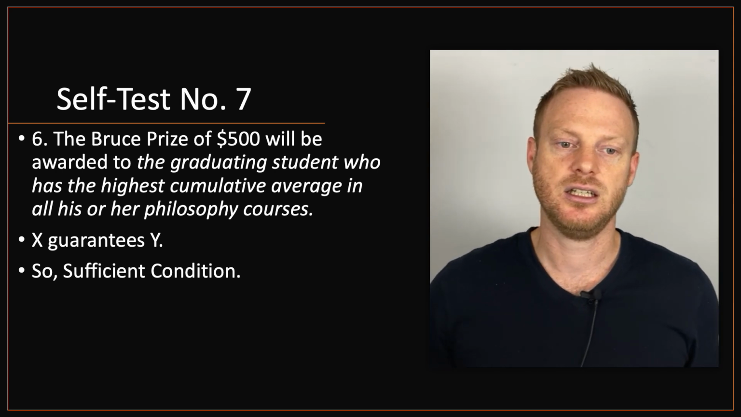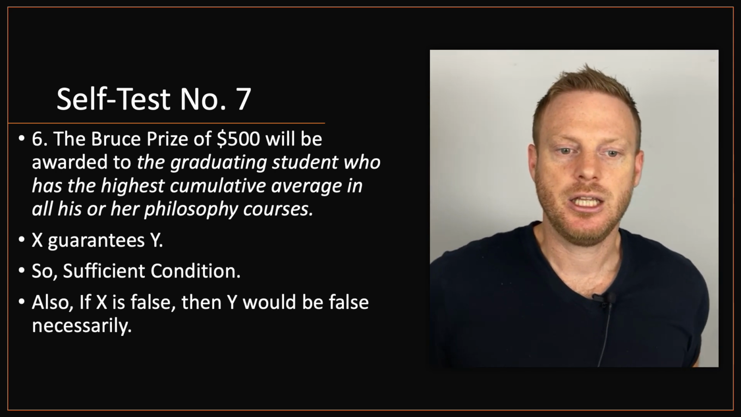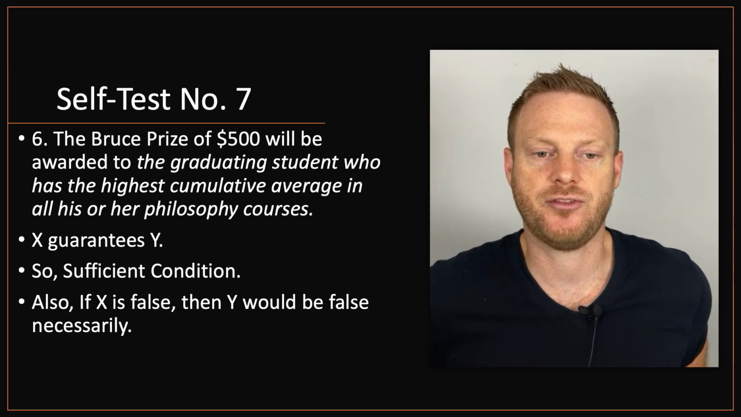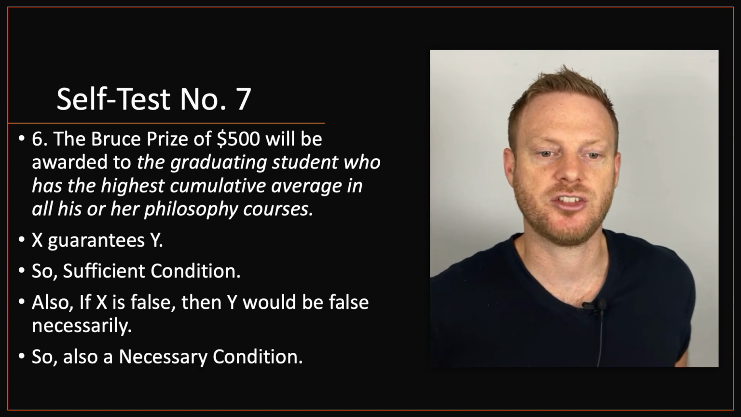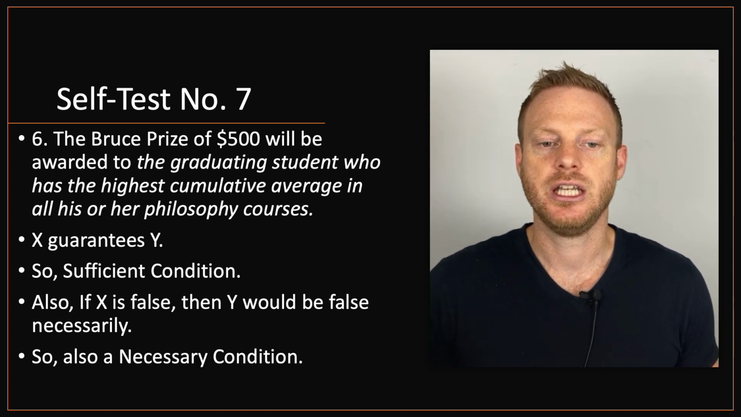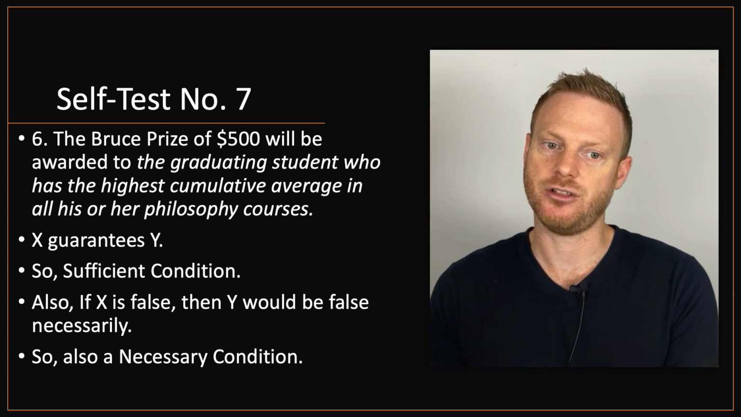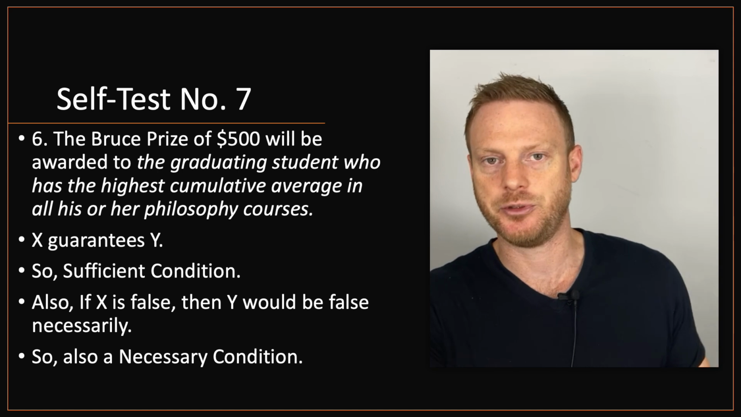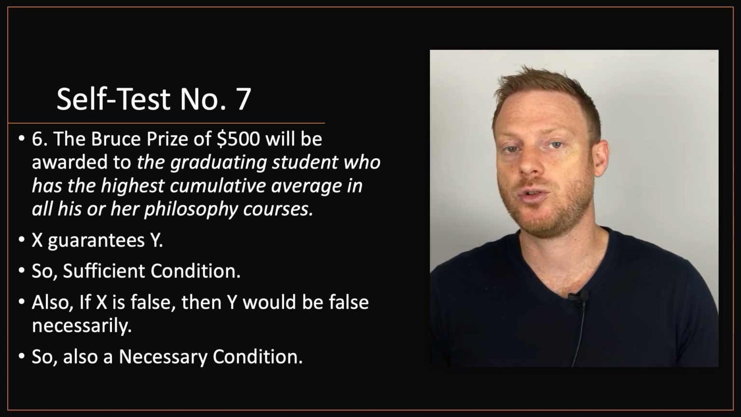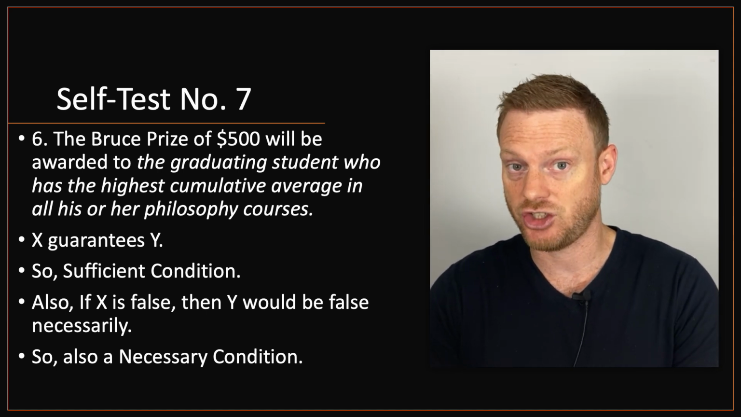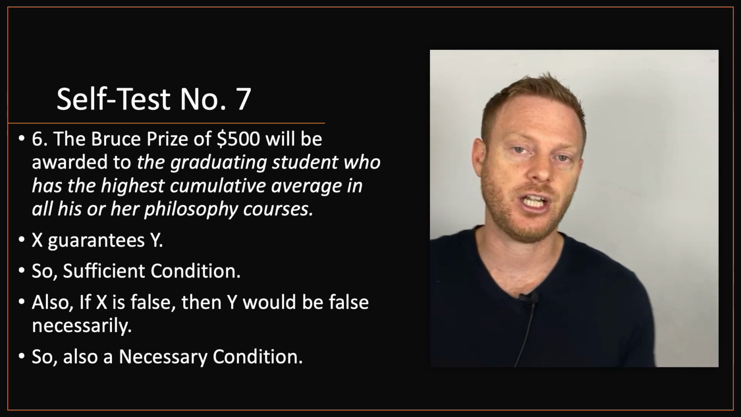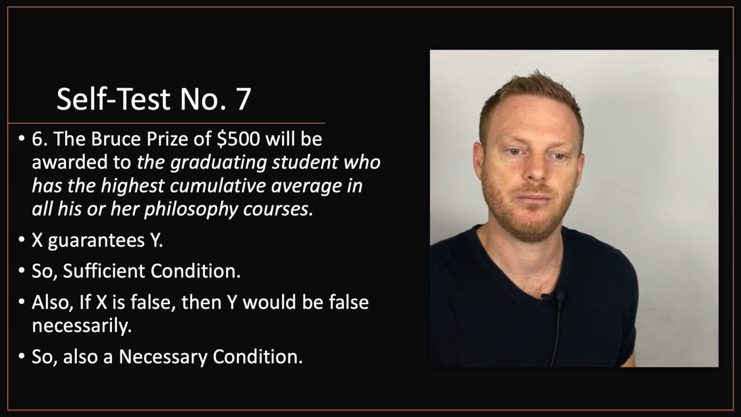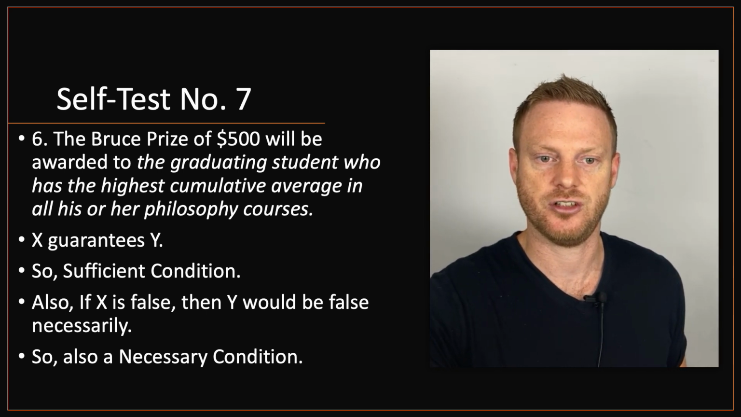It's guaranteeing the prize. But if X is false, then Y would also be false necessarily, right? And so we also have a necessary condition, right? So you need to be the graduating student who has the highest cumulative average in all of his or her philosophy classes in order to get the Bruce Prize. So here we have a really cool instance where you have a necessary condition and a sufficient condition. Very rare where you get conditions that have happened both ways, but here is where you get necessary and sufficient condition.